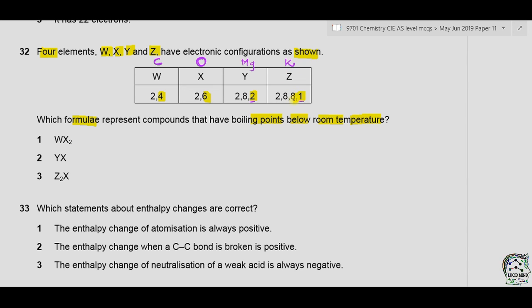equal to 19. First one is WX2, so we have CO2, and CO2 is a gas at room temperature, so it could be correct. Second is YX, Y is magnesium and X is oxygen, so formula is MgO, and MgO is solid at room temperature. Third is Z2X, as Z is potassium and X is oxygen, so it could be potassium oxide, and again it is solid at room temperature. The correct option is only 1, so therefore answer is D.